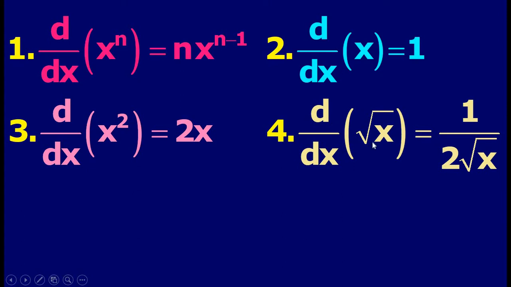Next one, d by dx of root x. We can write root x in power form. It is x to the power half. So the differentiation of x to the power half is half into x to the power half minus 1. Half minus 1 is minus half. Minus half, again, you can write in the denominator. It is 1 by x to the power half, that is root x. So we can write it as 1 by 2 root x. Therefore, the differentiation of root x is 1 by 2 root x.